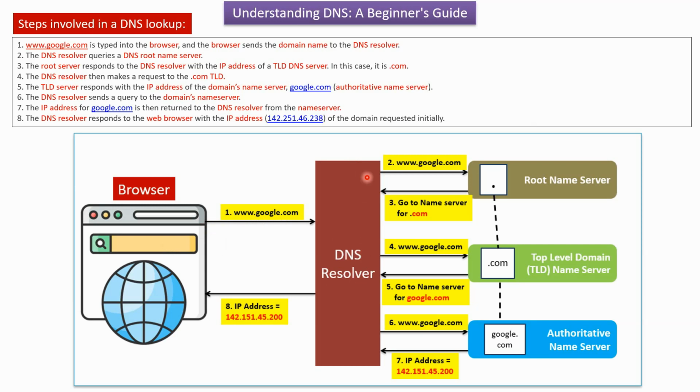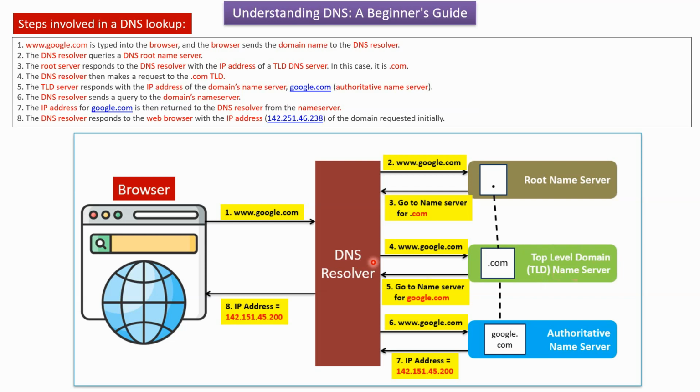Then the DNS resolver sends the domain name to root name server. The root name server will check the extension of the domain name, which is .com. So the root name server will send the IP address of top level domain name server, which is related to .com, to DNS resolver. So DNS resolver got the IP address of top level domain name server.